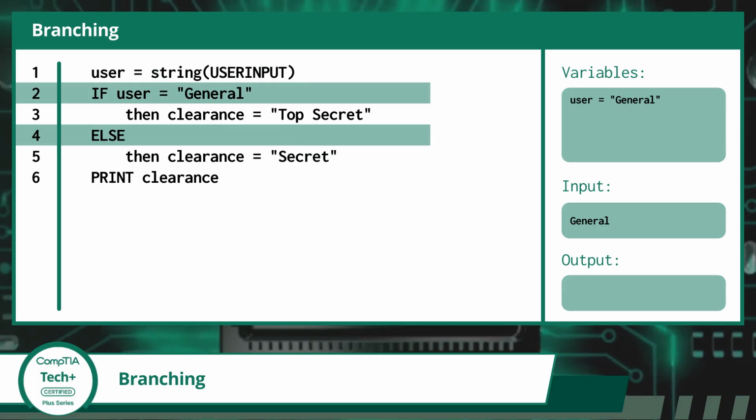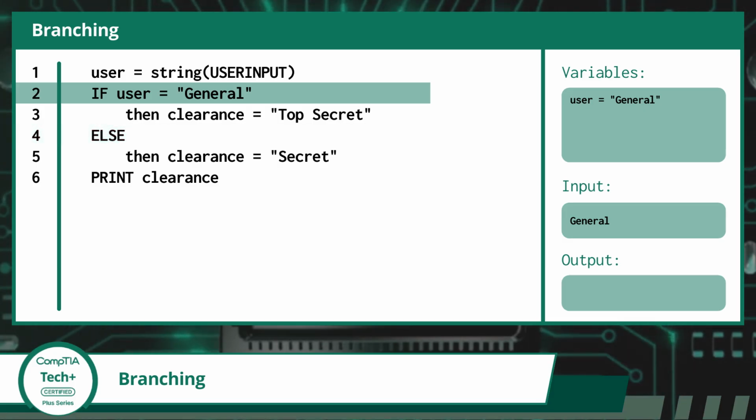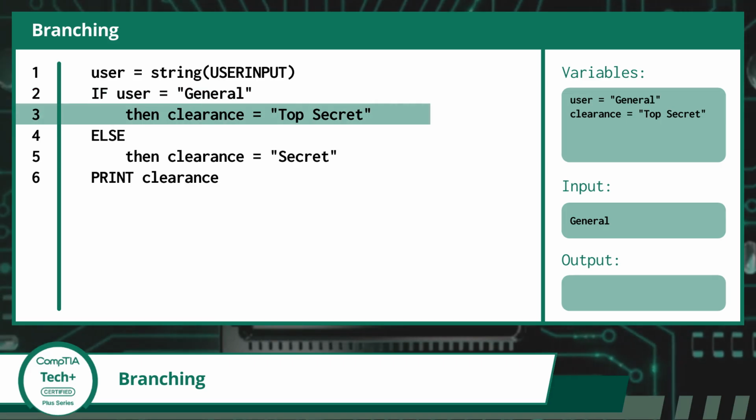Next we see on line 2, if, and on line 4, else. These are our two possible branches. You will start with the if statement and see whether or not the condition evaluates to true. Since user does indeed equal general, our condition is true and we will execute the indented line of code. This line of code declares a variable with the identifier of clearance and assigns it the value of top secret.